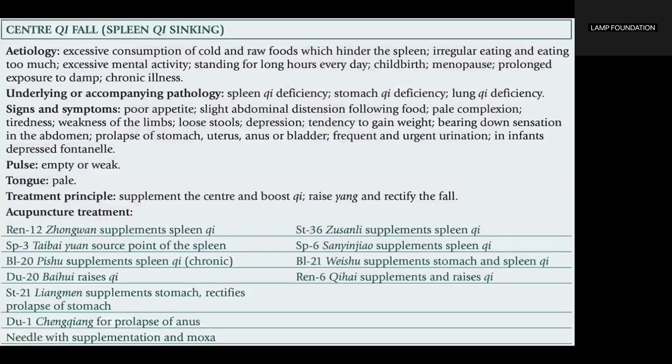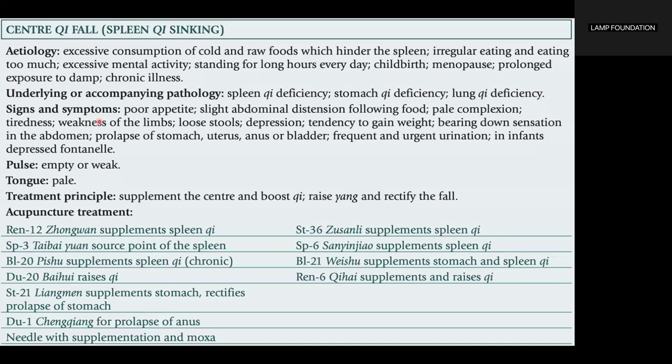Spleen chi sinking is also called center chi fall. Etiology includes excessive consumption of cold and raw foods, which hinder the spleen, irregular eating and eating too much, excessive mental activity, standing for long hours every day, childbirth, menopause, prolonged exposure to damp, chronic illness. Underlying or accompanying pathology: spleen chi deficiency, stomach chi deficiency, lung chi deficiency.